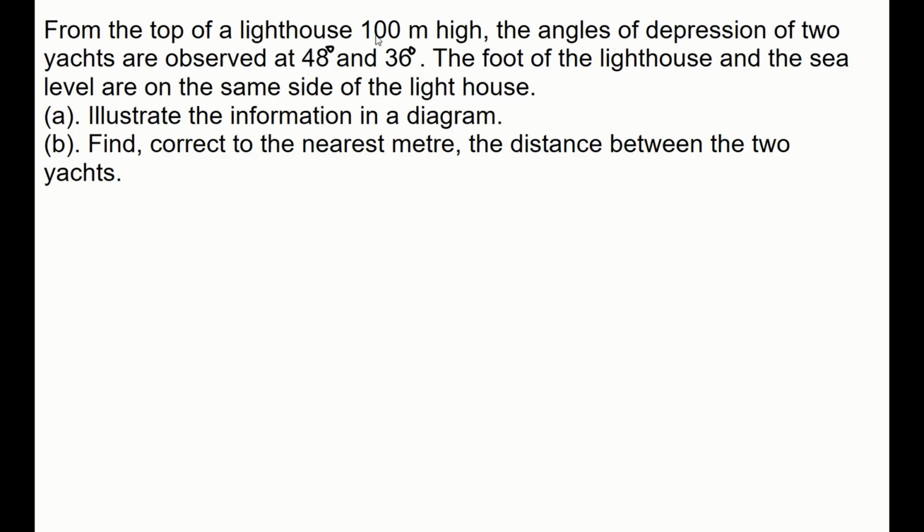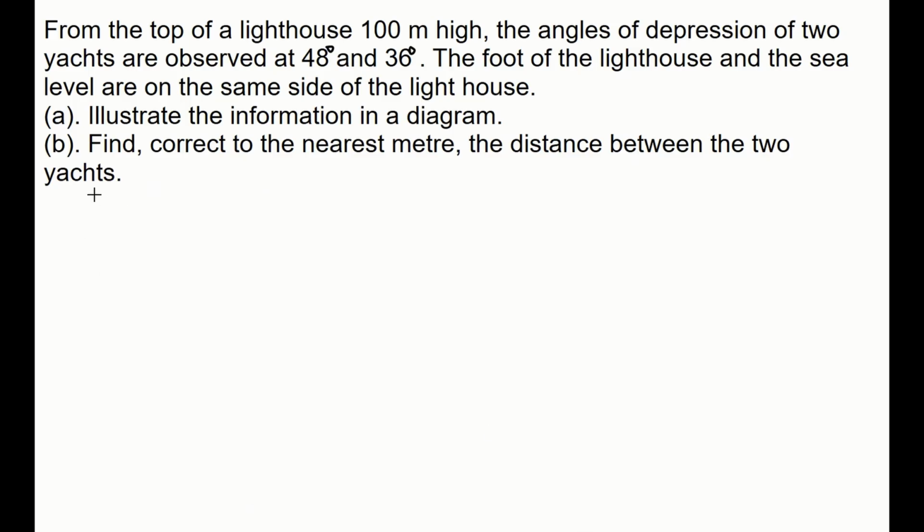From the top of a lighthouse 100 meters high, the angles of depression of two yachts are observed at 48 degrees and 36 degrees. The foot of the lighthouse and the sea level are on the same side of the lighthouse. A, illustrate the information in a diagram. B, find, correct to the nearest meter, the distance between the two yachts. Let's unpack these questions and solve this.